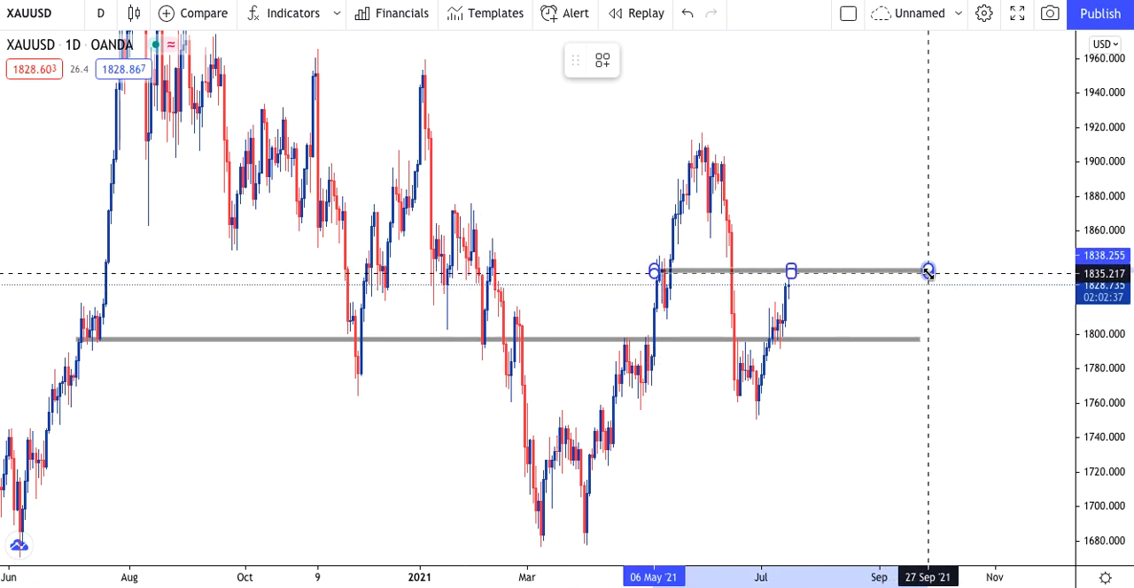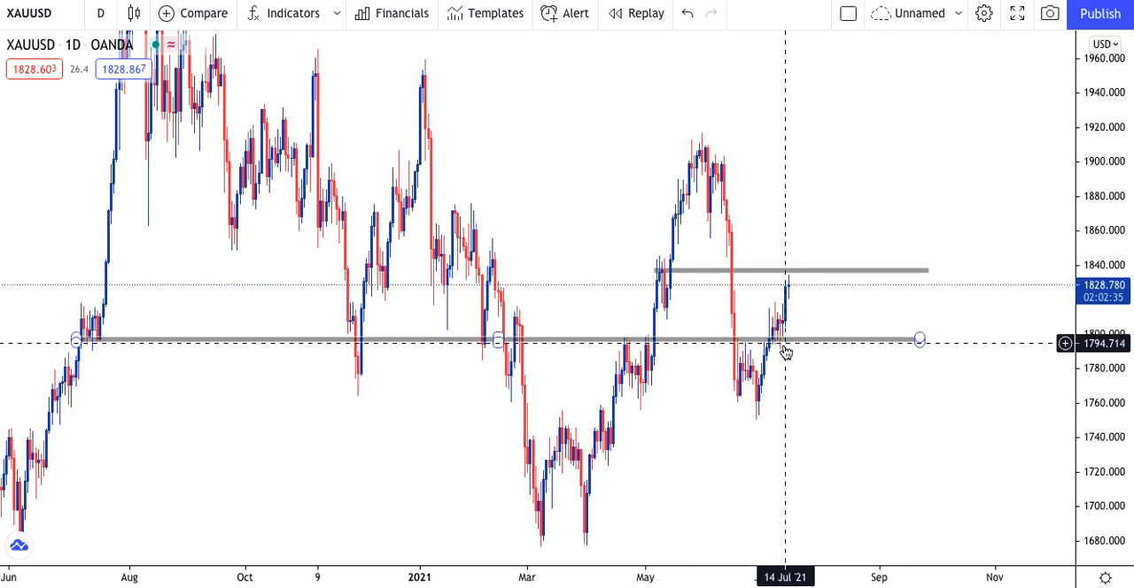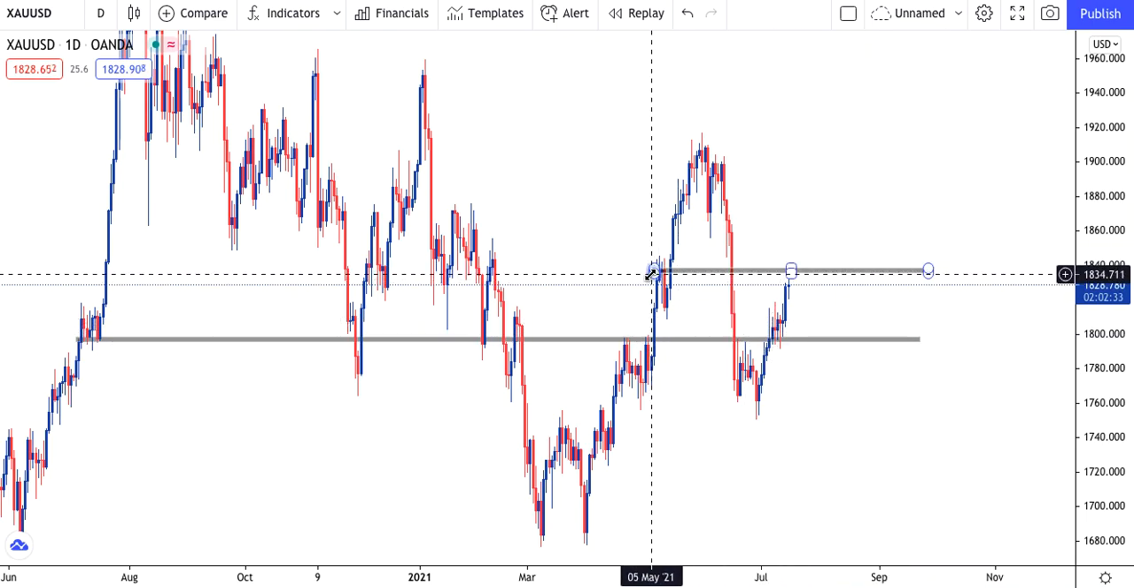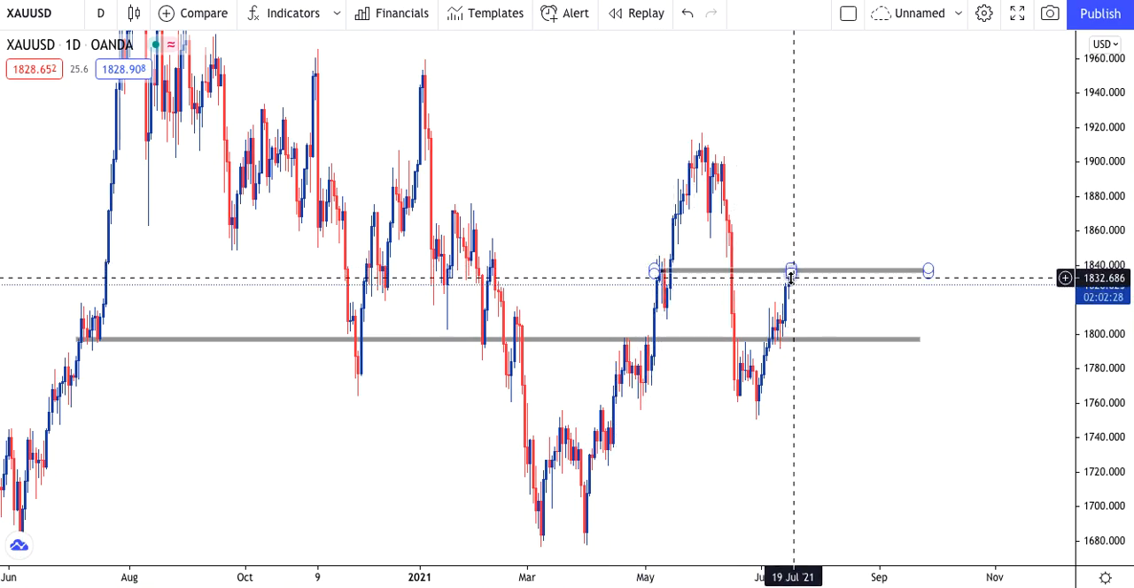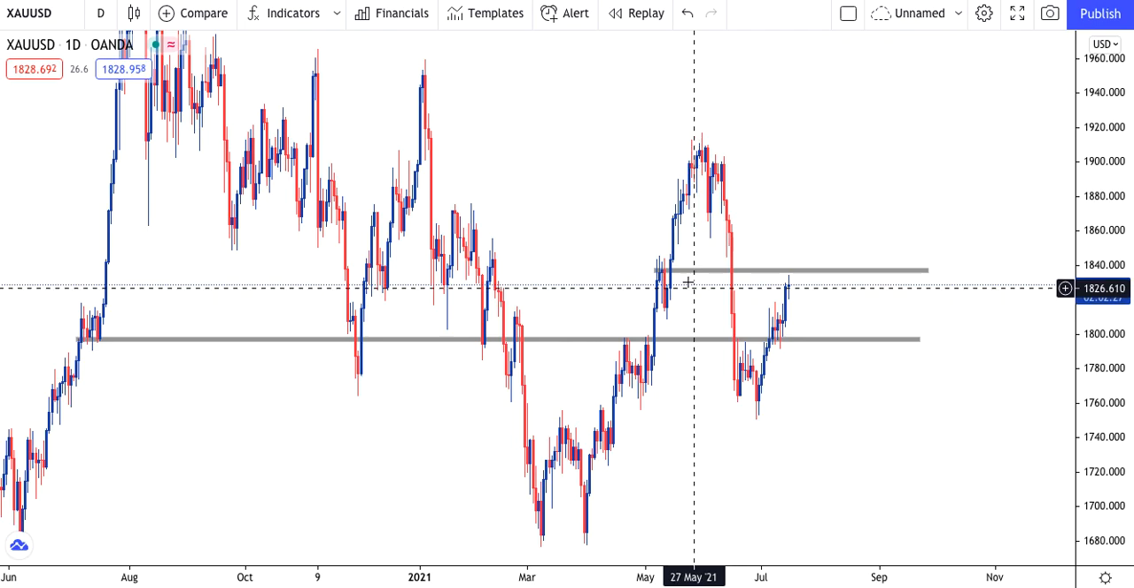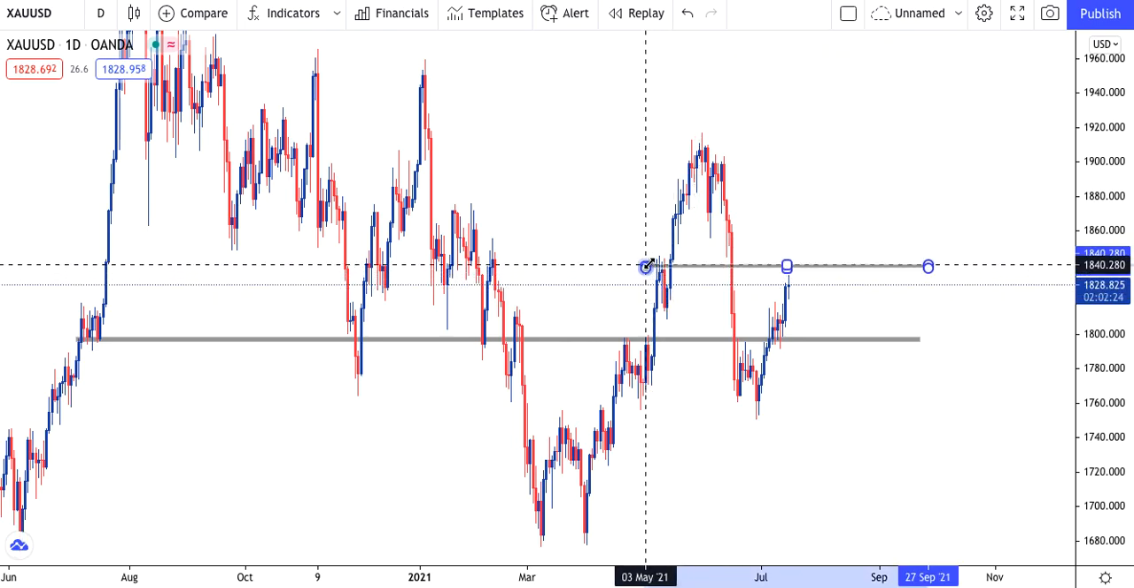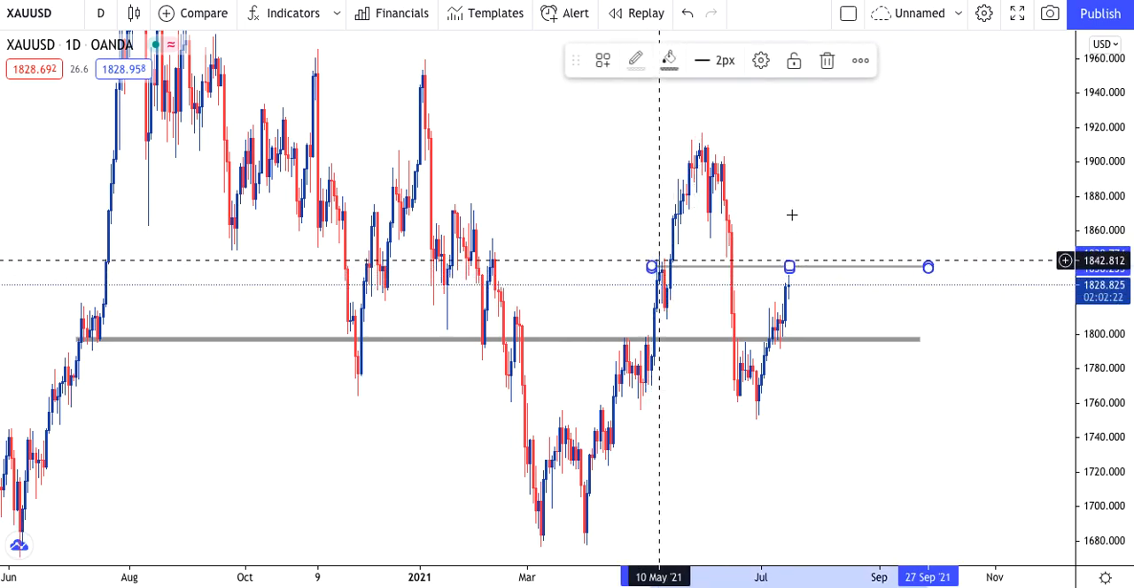So if you had caught a buy trade over here, I would be looking to take profit over here because there's another significant level over here and price is likely going to react off this area. So let me just make this cleaner. There we go, guys.